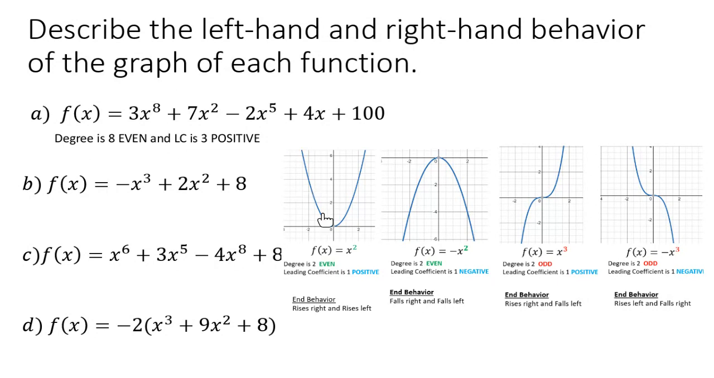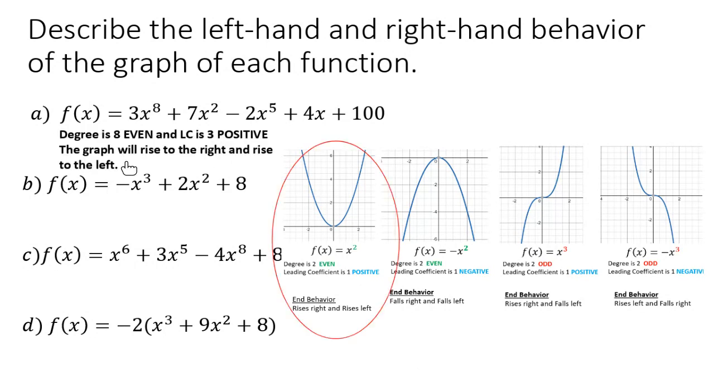And so is it going to behave like my first graph, second graph, third graph, or fourth graph? So we will look at when it's even and positive, which is going to be like this first one. So my answer would just be that the graph will rise to the right and rise to the left. Okay, so let's try the second one.